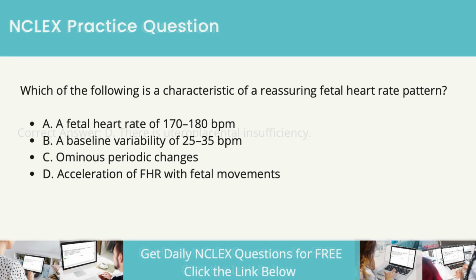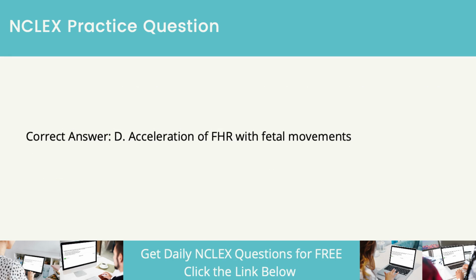Which of the following is a characteristic of a reassuring fetal heart rate pattern? A fetal heart rate of 170 to 180 bpm. A baseline variability of 25 to 35 bpm. Ominous periodic changes. Acceleration of FHR with fetal movements. The correct answer is acceleration of FHR with fetal movements.